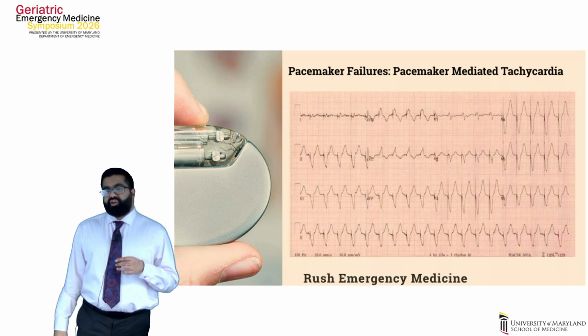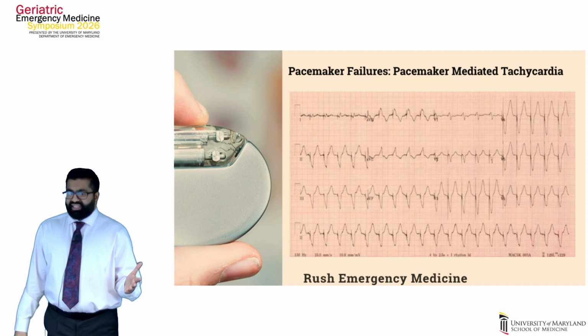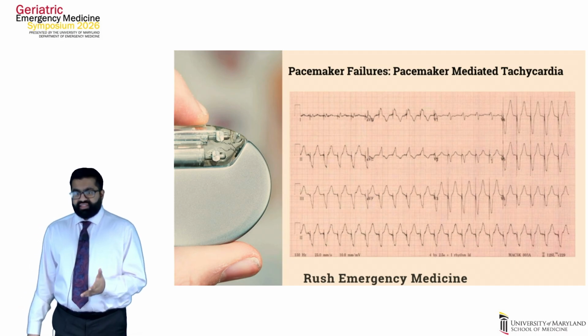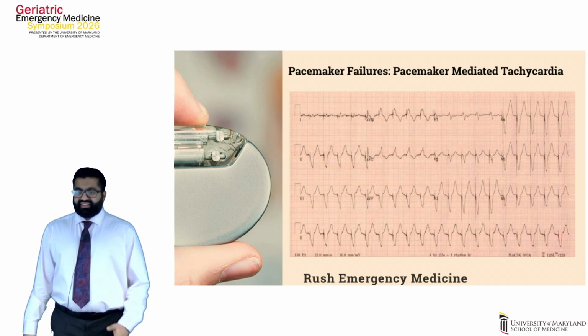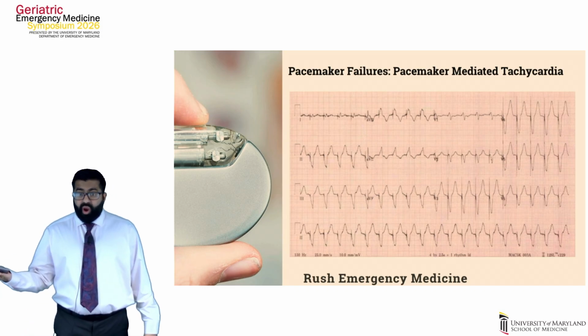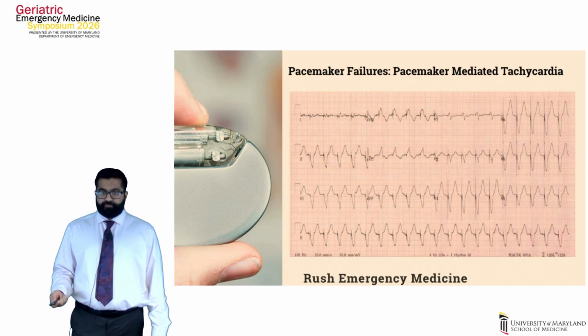I do want to give one more example of a pacer dysrhythmia. What do we see here? Well, we see every single beat is paced, but it's at a rate that's around 100 to 150. It's quite fast. And this is an example of pacemaker-mediated tachycardia.